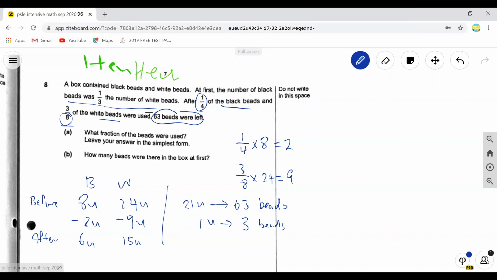Okay, but you see, we have gone even further than what the question wanted us to do. You look at 8. What fraction of the beads were used?